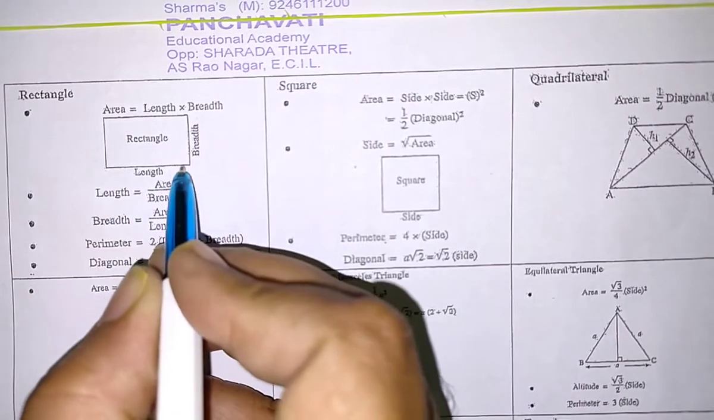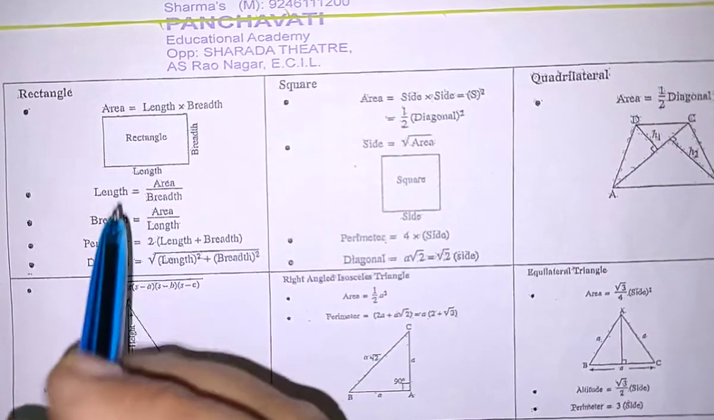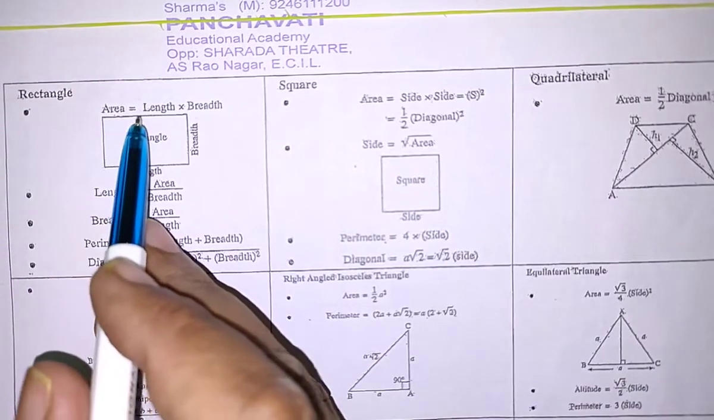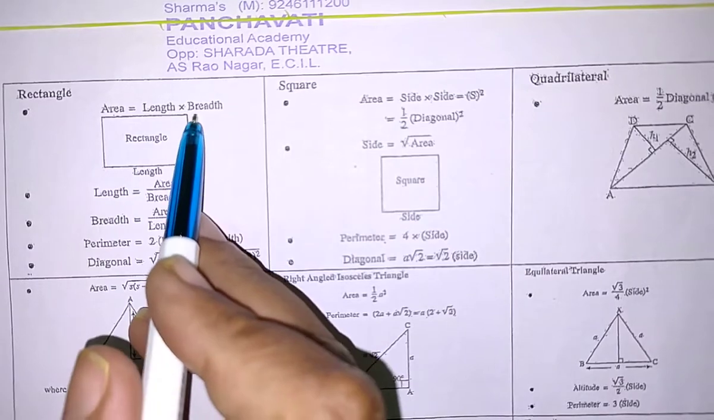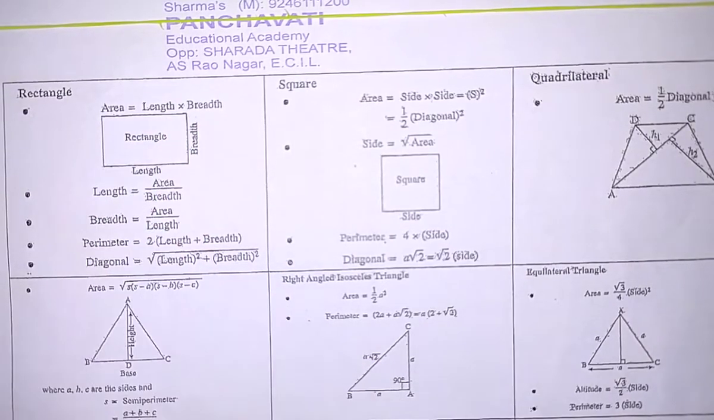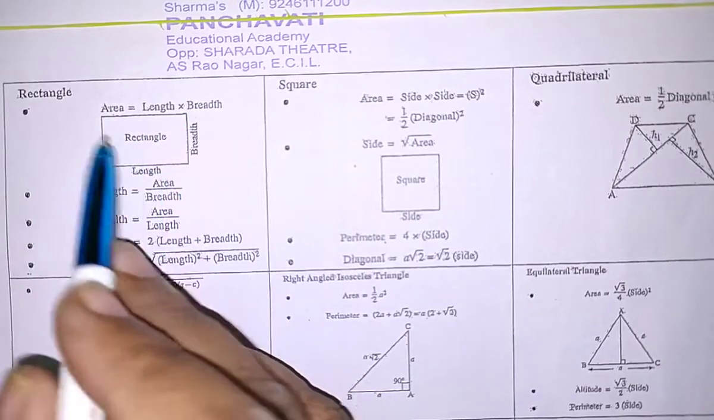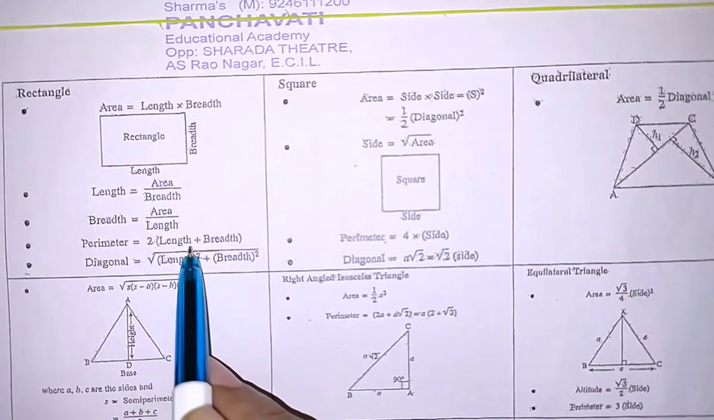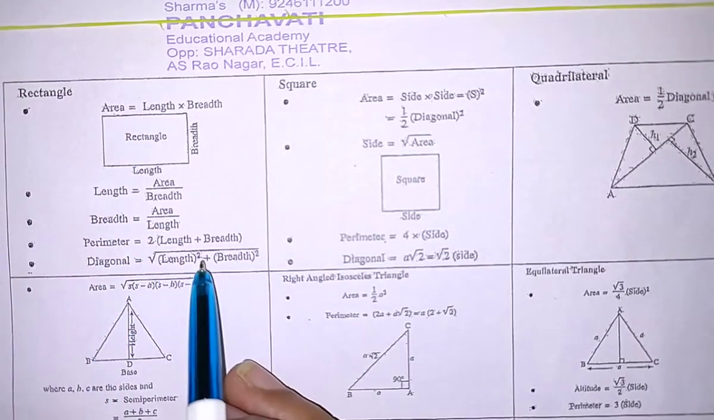This is a rectangle, length and breadth, which are different from each other. So area is nothing but number of units in the length, number of units in the breadth, that will span out the total area. Perimeter is, we have two lengths and two breadths. So 2 times of length plus breadth will give you perimeter.